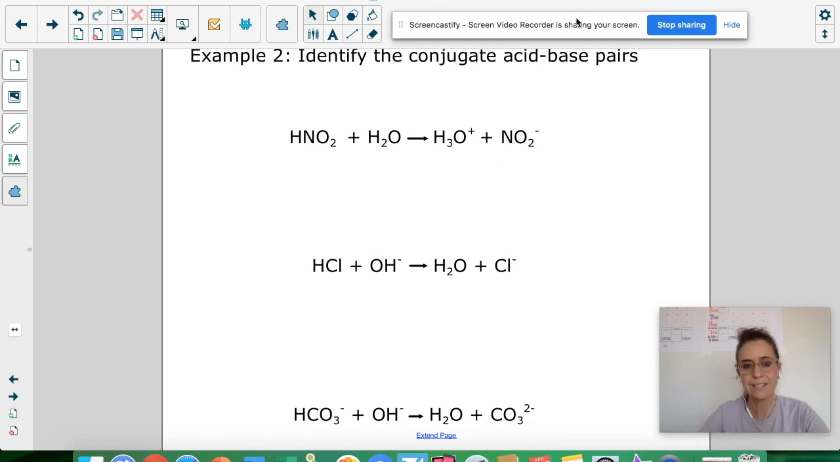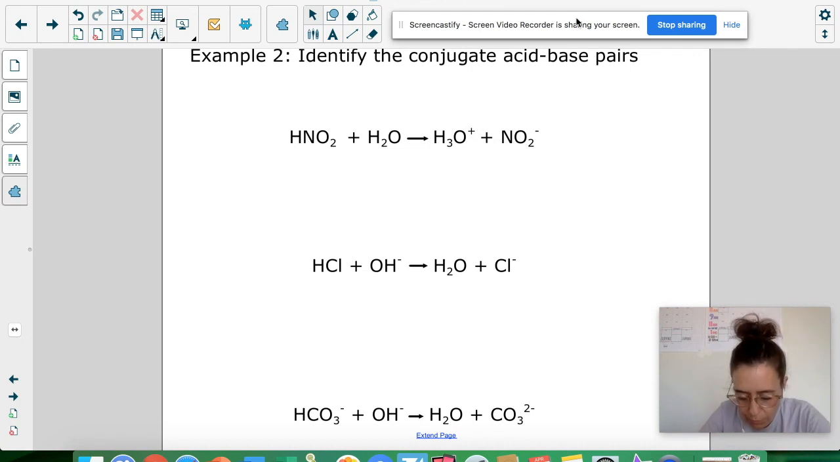Okay? So it says identify the conjugate acid-base pairs. So you have two substances that are going to be combined together, okay? One is going to be the acid and one is going to be the base. And after that, the acid is going to become the conjugate base and the base is going to become the conjugate acid. So let's see what we have. In the first case, we have HNO3 plus water. It's the hydronium, H3O plus, and NO3 negative.